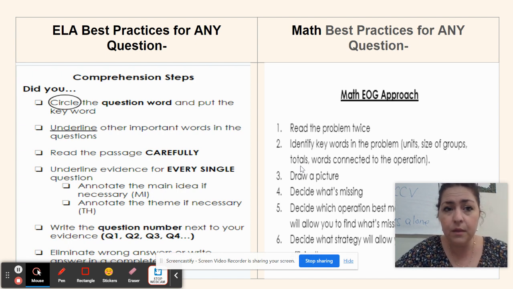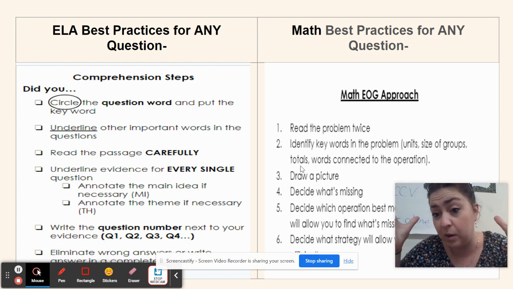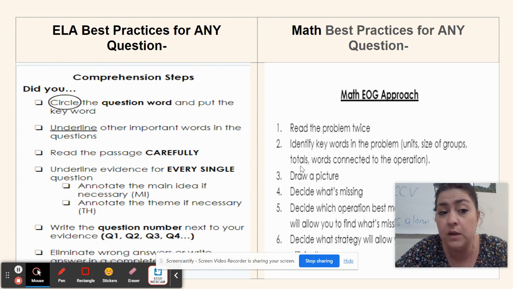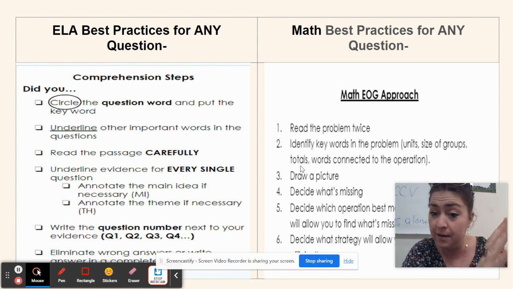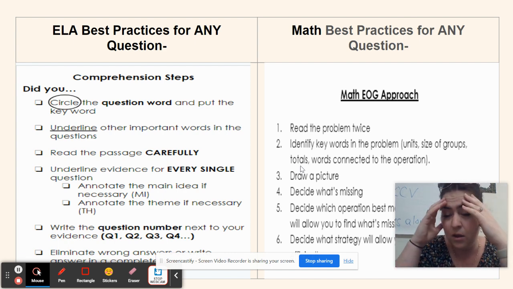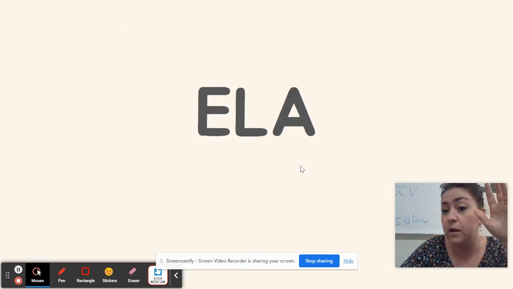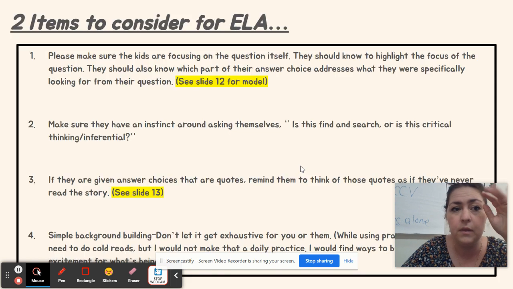These are both for, think of them as what you would want a kid to do for any question on the EOG, or any question really for anything you do if you're doing a practice problem in your class as well. And so these are best practices for ELA and then best practices for math. And you would want your kids to know, hey, if I forget everything, I know that this is my best steps to do with any particular problem. So these are our focus for ELA for just a second.